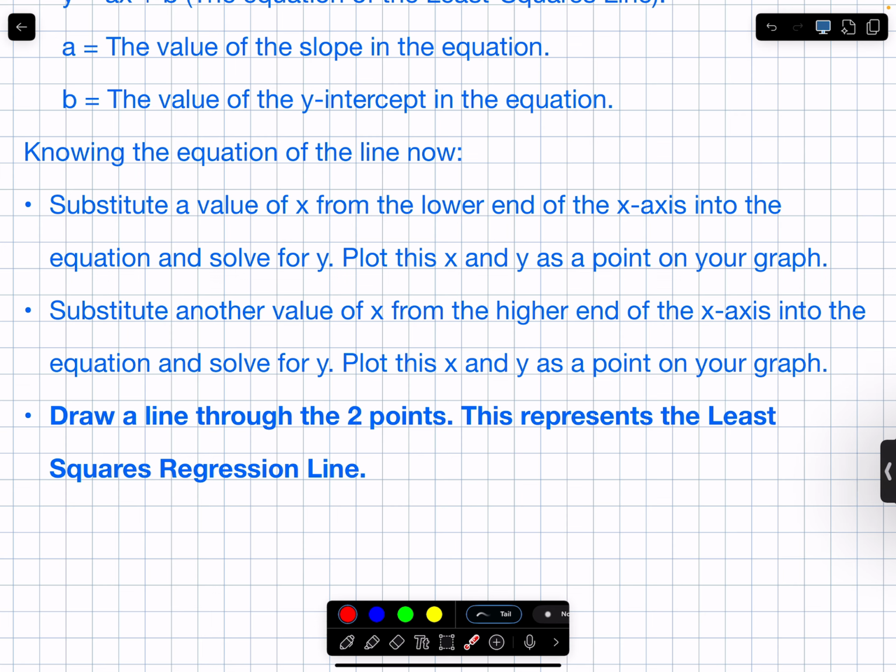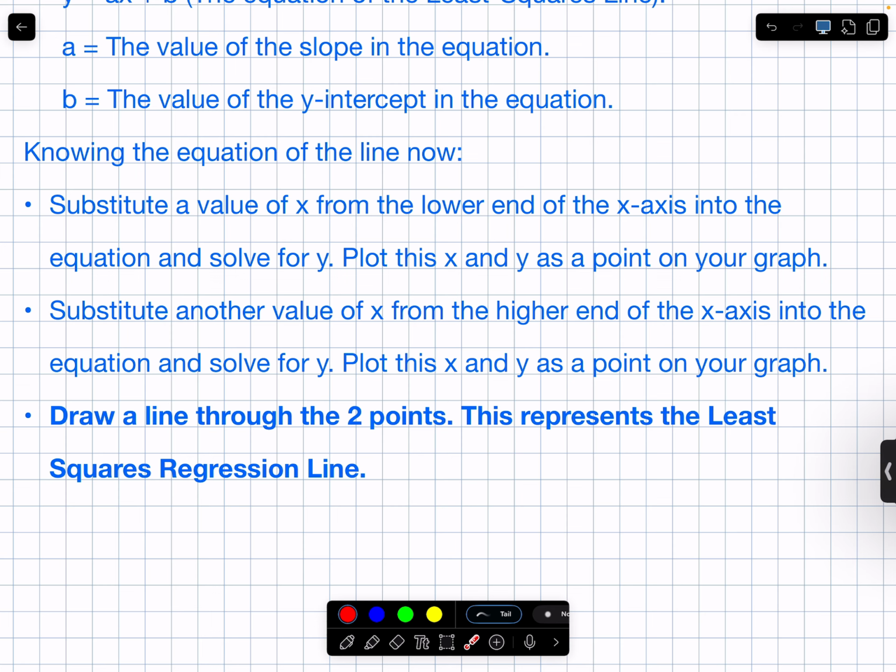So, knowing the equation of the line, the reason why I needed to give such detailed instructions is I'm expecting you, if you're asked to draw the line of best fit, you use the equation. And you use the equation like this. Substitute a value of x from the lower end of the x-axis and solve for y. Plot this x, y as a point in your graph. See how there's nothing definite here? It just says substitute a value of x. Just do it on the left somewhere.